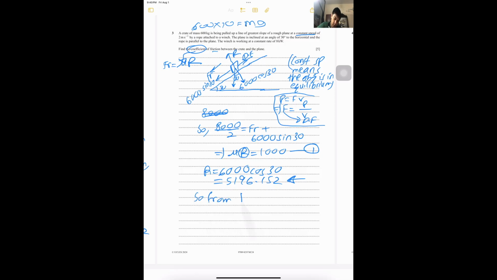So from equation 1 we have mu to be 1000 divided by 5196.152, which is 0.192. I hope that is clear.